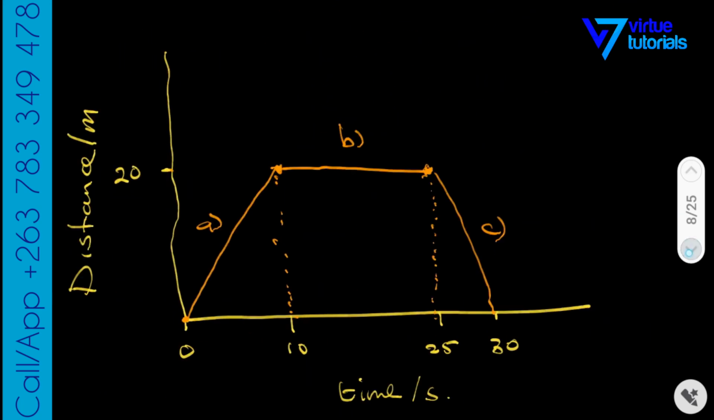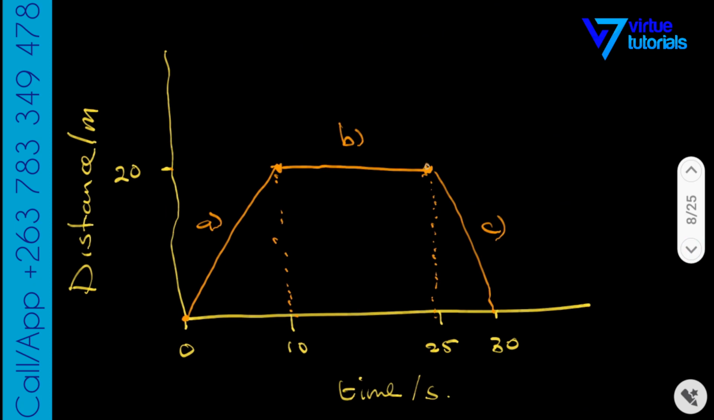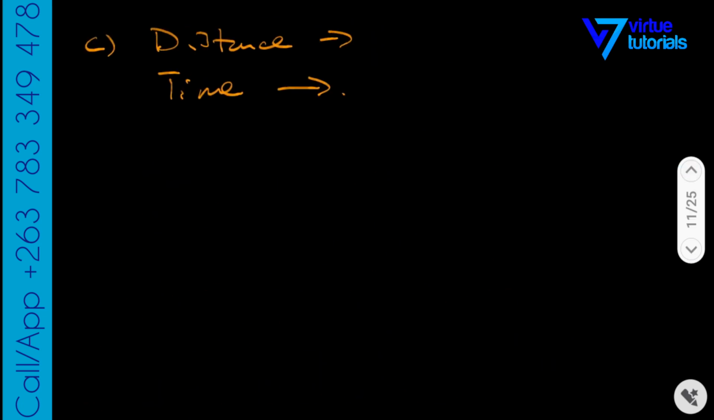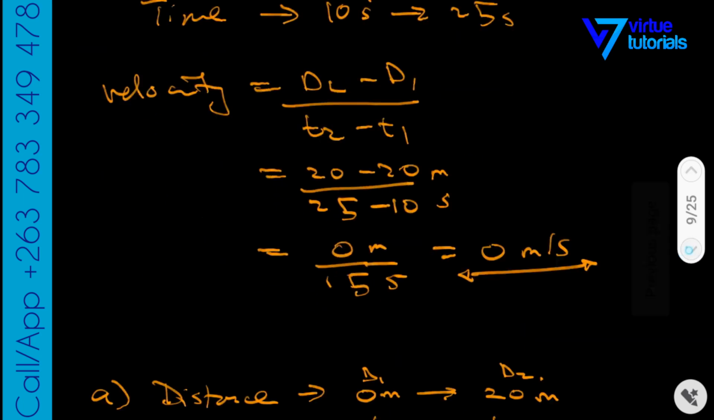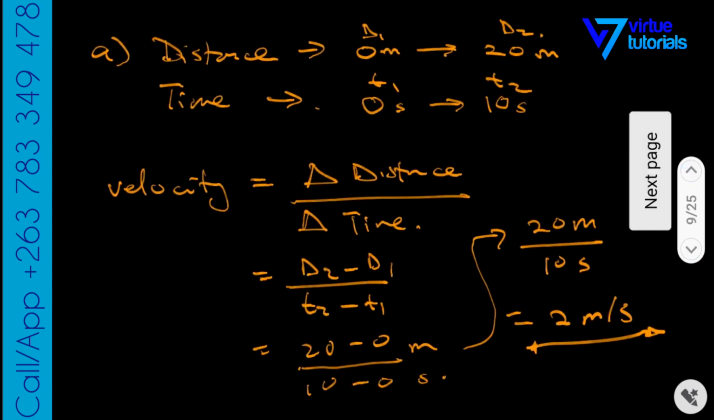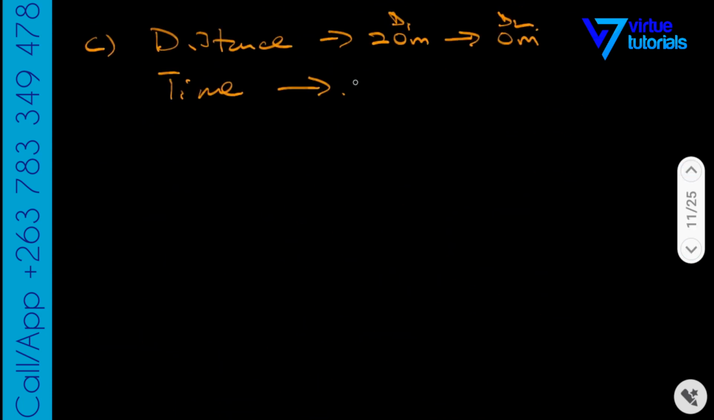Now let's look at section C. In section C, our distance starts off as 20 meters and it ends as 0 meters. So that's our D1 and that's our D2. And then our time starts off as 25 and ends as 30, so 25 seconds to 30 seconds. That's our T1 and T2.